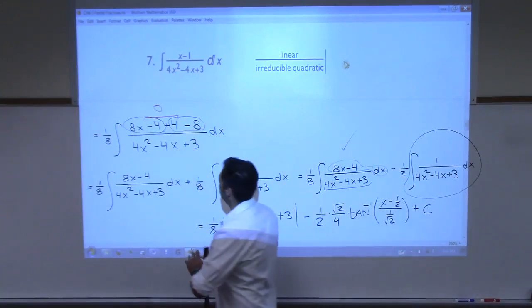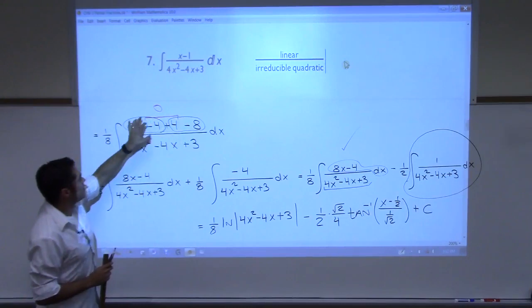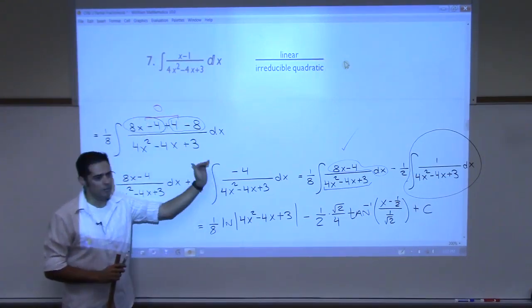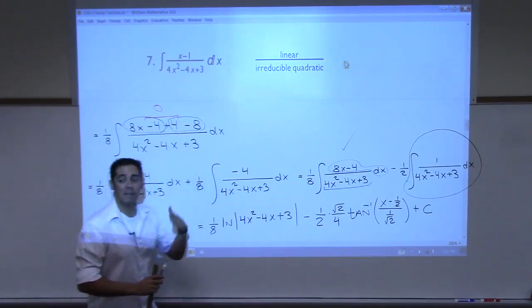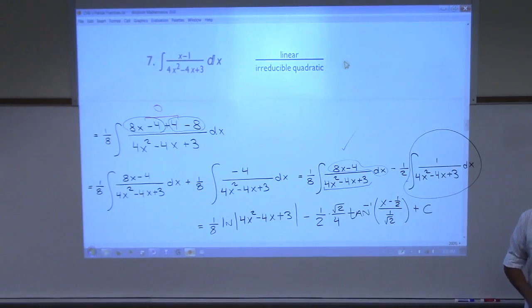And the beauty of doing it this way is that once you've done this part, it's going to split into two integrals. The first one's going to be your 1 over u du. The second integral is going to be a constant over a quadratic that's irreducible. That second integral will always be a constant over your irreducible quadratic, which you complete the square on and go to town.